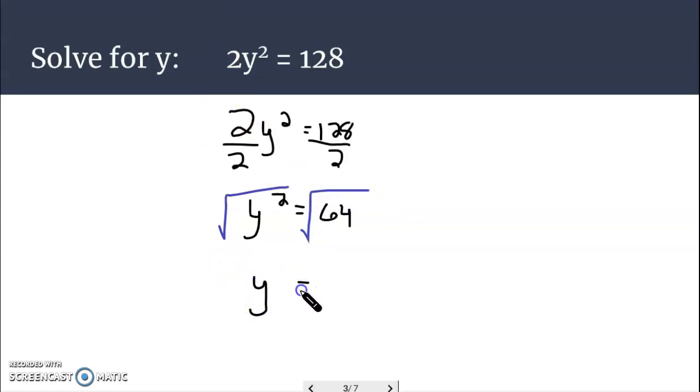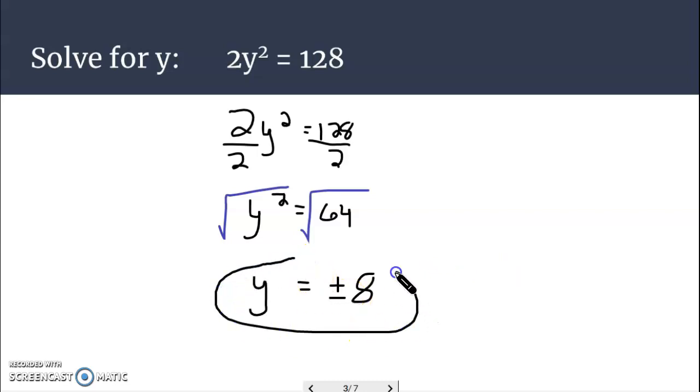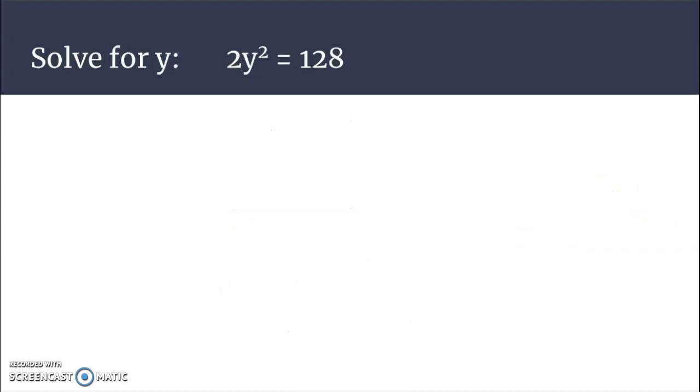And the square root of 64 is 8, but we also have to consider the positive and negative possibility. If I take 8 squared, I get 64, but if I take negative 8 squared, I also get 64. So therefore, we have two answers. For a quadratic equation, you can always have up to two answers, usually the positive and negative of a number, but it depends. Sometimes it's different. Let's look at another one here, and this one's going to be a little bit different.